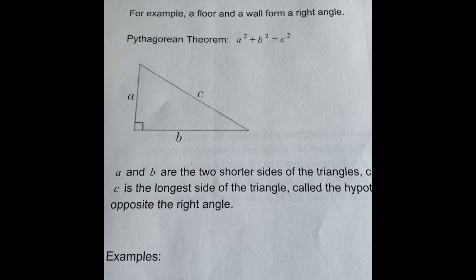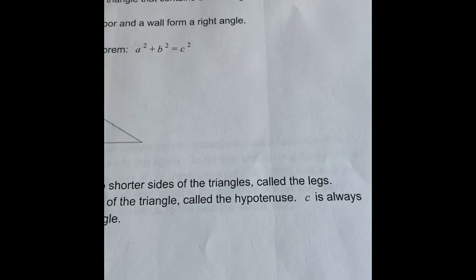So in 9.6, we're going to look at something called the Pythagorean Theorem, and you're going to use this theorem a lot when you get into geometry. It's a very popular formula. Some of you may have already heard of it before. So this Pythagorean theorem is used to find the missing side of a right triangle.